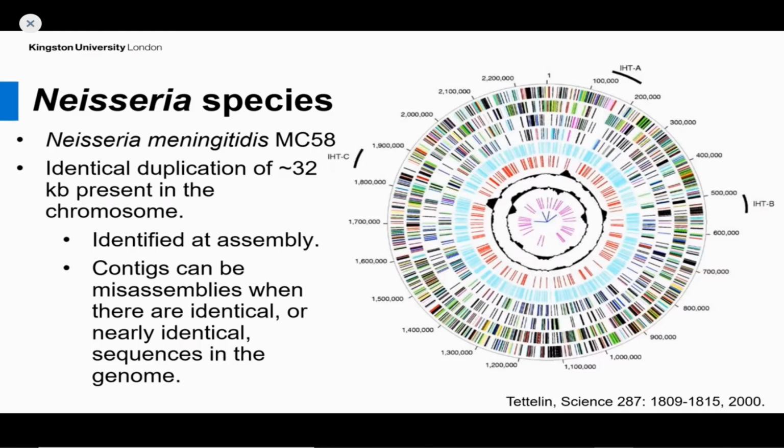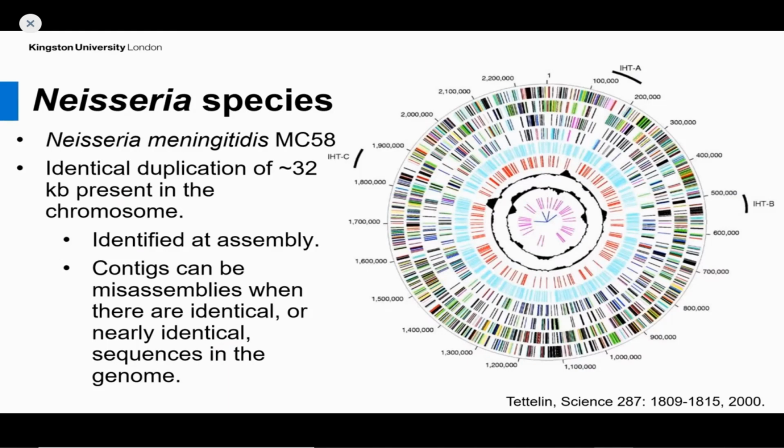There was a lot of more detailed laboratory work, some long PCRs to actually show robustly that this was a big duplication in the chromosome. 32 kb is quite a large sequence to have been duplicated. And there's actually been some subsequent sequencing of a very closely related strain to MC58 that shows that that doesn't have a duplication. So there are strains that have a single copy of this region and strains that have a duplicated copy of this region in their chromosome.